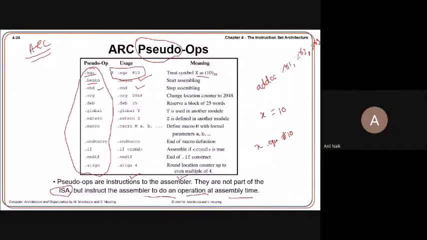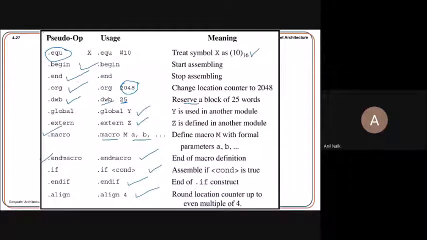So these are the pseudo operations. You may get 4 marks questions like define or list and describe the different ARC pseudo operations. Pseudo operation means these are not instructions. These are instructions to the assembler while executing the program.